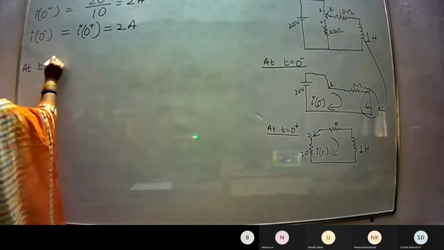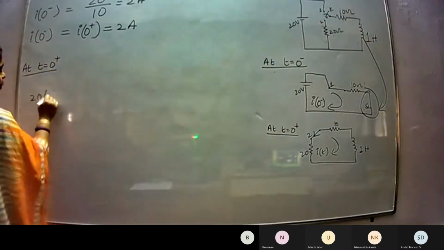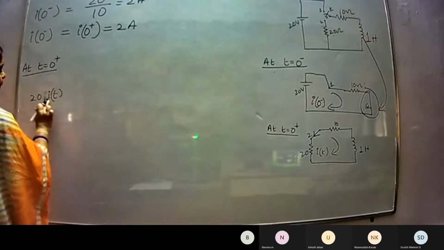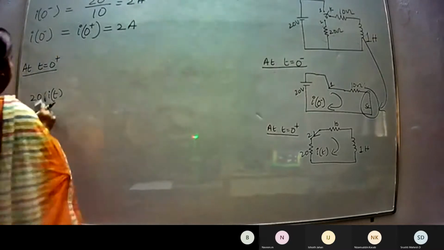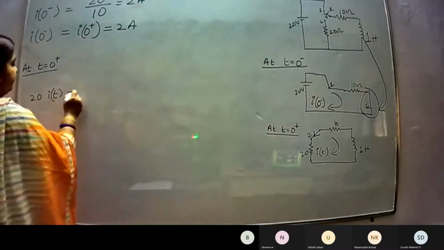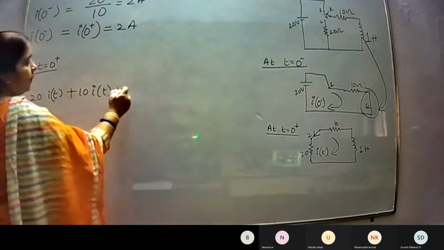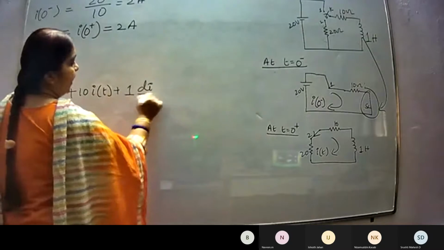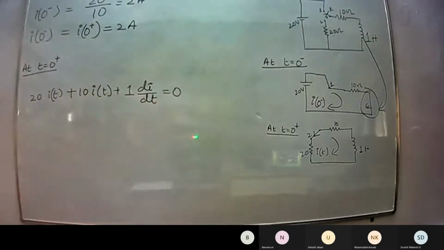At t equals 0 plus, what is the equation? It is 20 into I of t plus 10 into I of t plus 1 into di by dt is equal to 0. See what they have told?